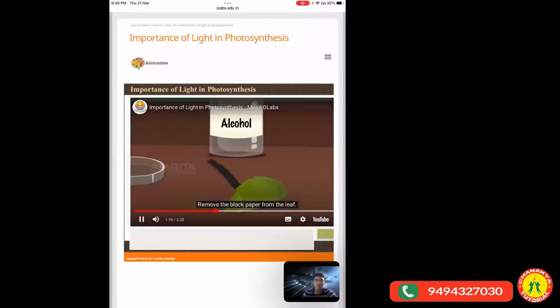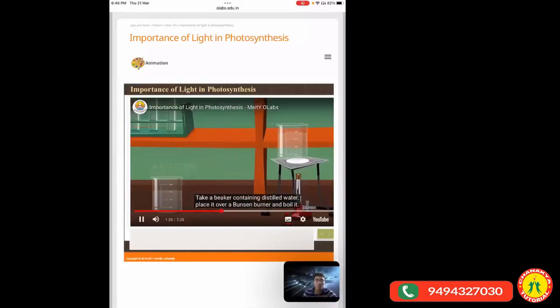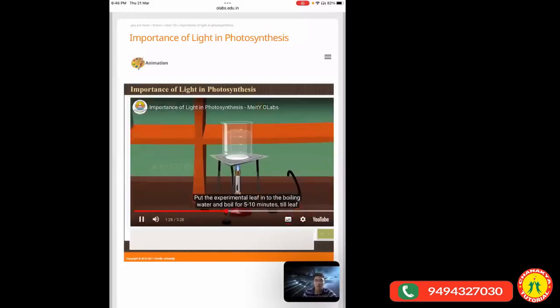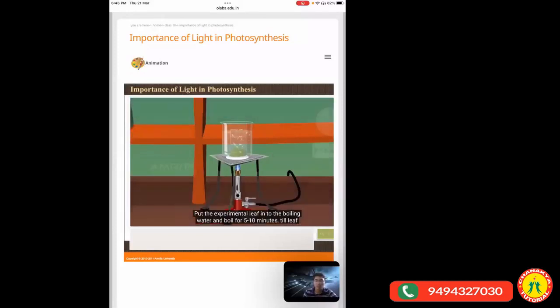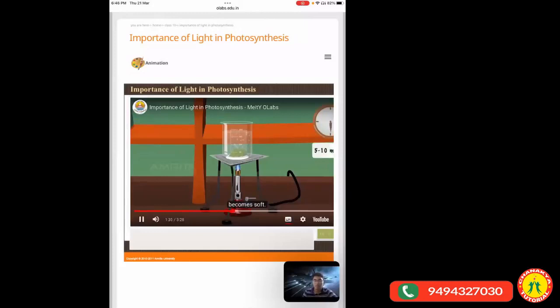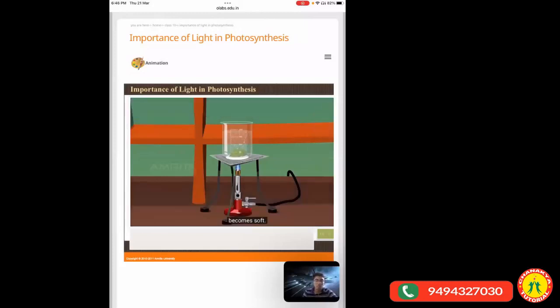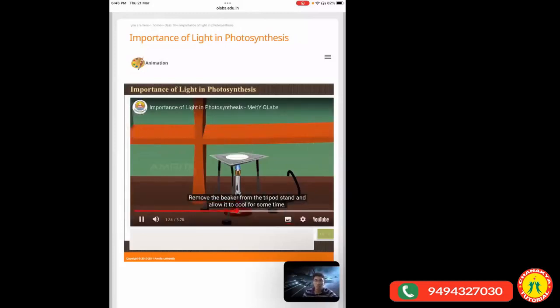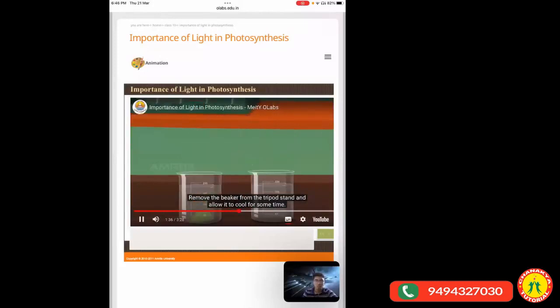Remove the black paper from the leaf. Take a beaker containing distilled water, place it over a Bunsen burner and boil it. Put the experimental leaf into the boiling water and boil for 5 to 10 minutes till the leaf becomes soft. Remove the beaker from the tripod stand and allow it to cool for some time.